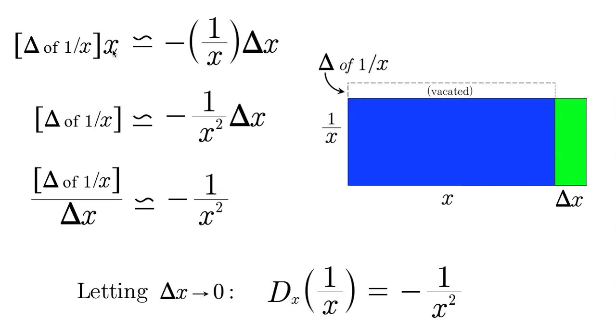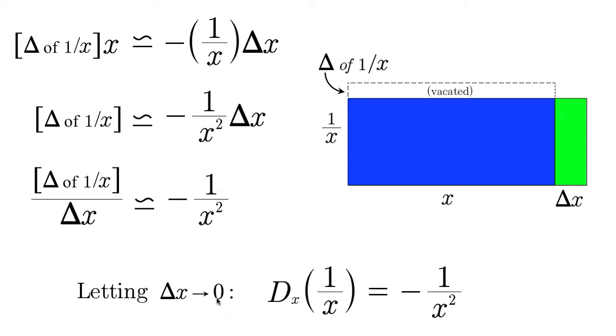So again, it makes perfect sense because this picture makes sense. The area vacated has to be the area created, and that's exactly what this relationship says. But I want to see if we can look at this a little better and see exactly why it came out to be 1 over x squared minus 1 over x squared. And to do that, we're going to go back here.